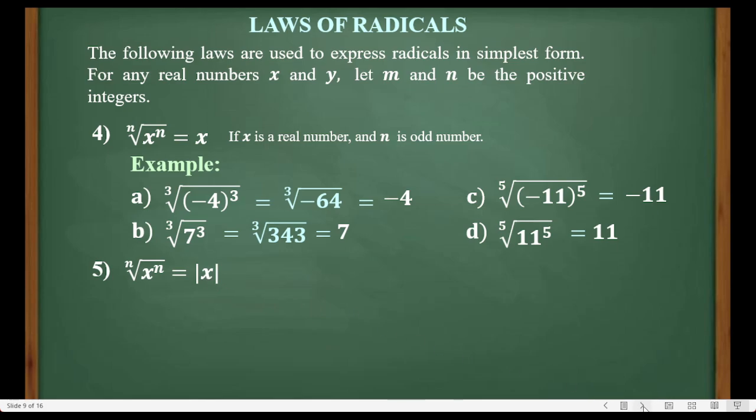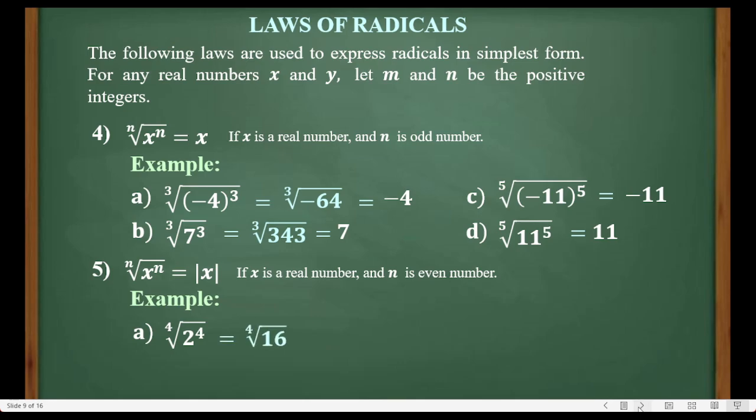Now why is it that the answer has an absolute value? Because from the condition, your x is a real number, but when it comes to the index, the value is an even number. So, let us have some examples. The fourth root of 2 to the fourth, that is the fourth root of 16. You evaluate 2 to the fourth, it's 16. Then you get the fourth root of 16, that will give us the absolute value of 2. Now, what is the absolute value of 2? That is equal to 2.